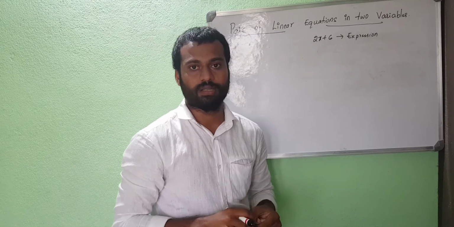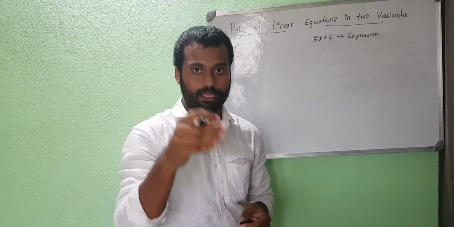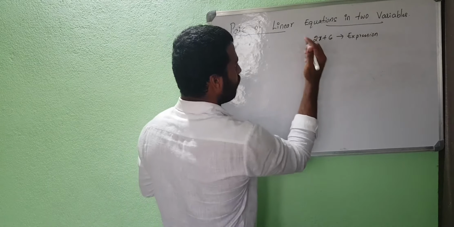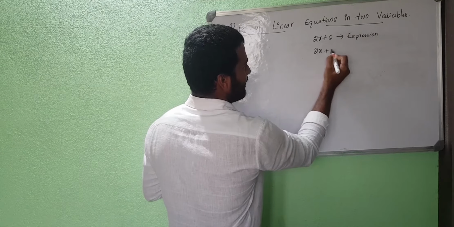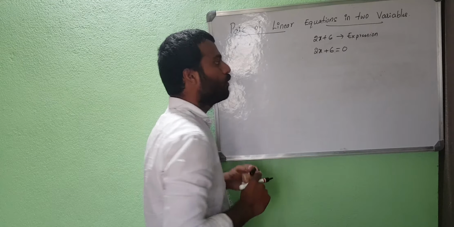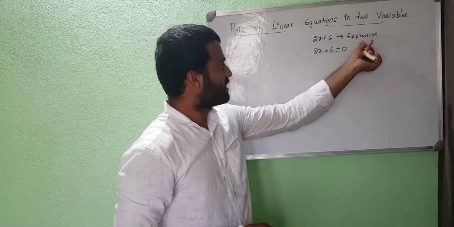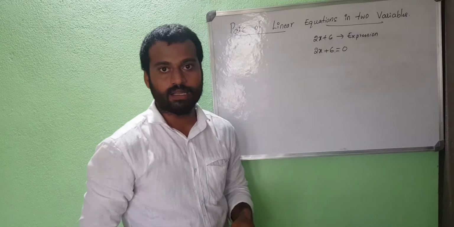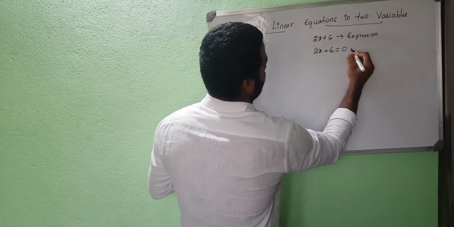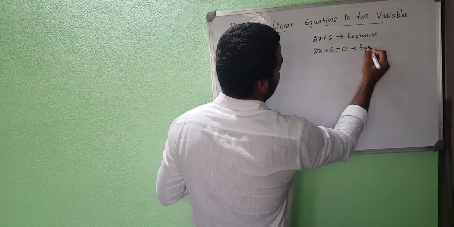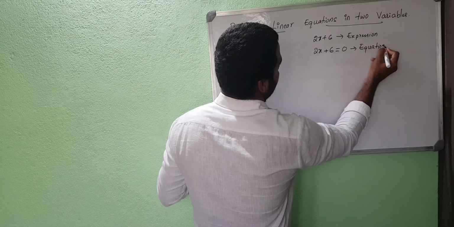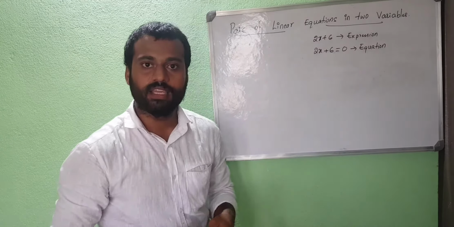Then what is an equation? If an expression involves an equal sign, I'll take the same expression and write equals to 0. If an expression involves an equal sign, then this is called an equation. So this is an equation.